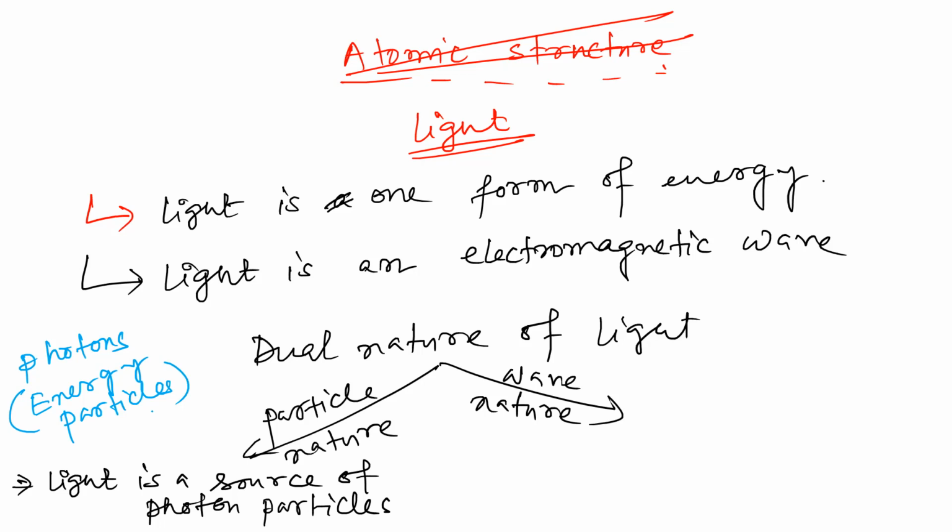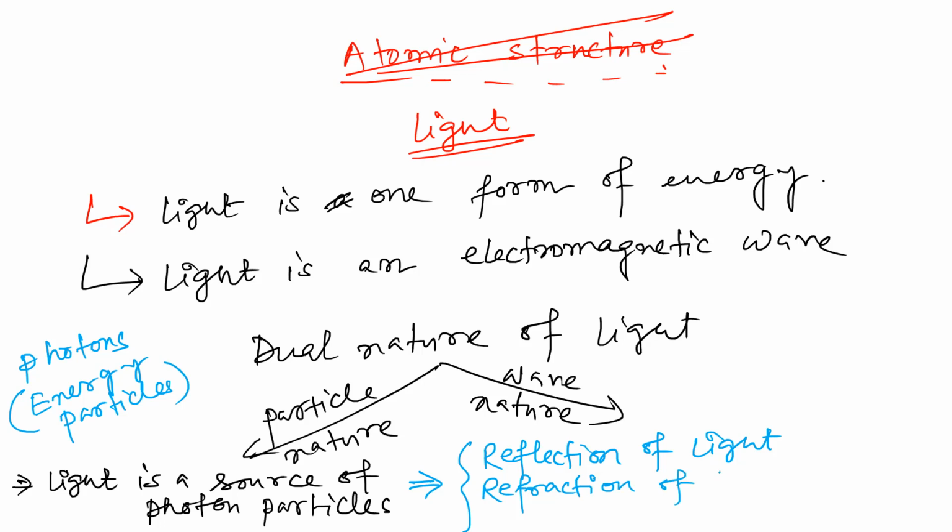The concepts of reflection of light, refraction of light, and dispersion of light can be explained with the particle nature of light. Whenever we consider that light is a source of photon particles, we can explain three things. First one is reflection of light, second one is refraction of light, and third one is dispersion of light. These three things we can explain when we consider light is a source of photon particles. Then only I can explain the reflection, refraction, and dispersion of light.